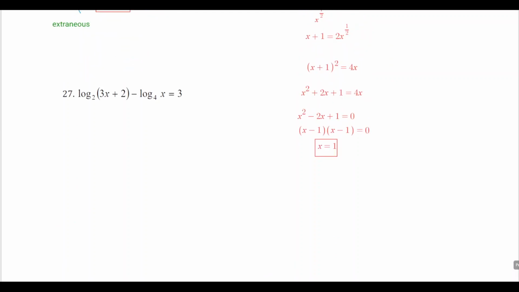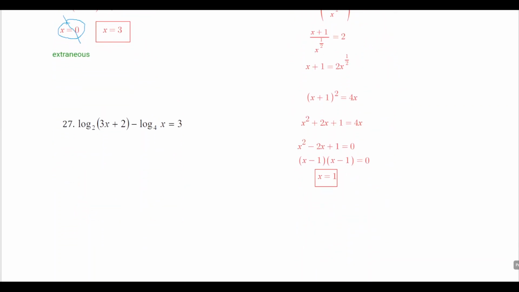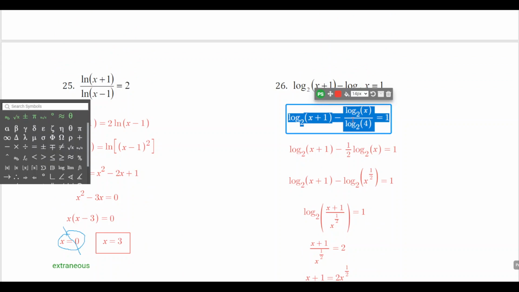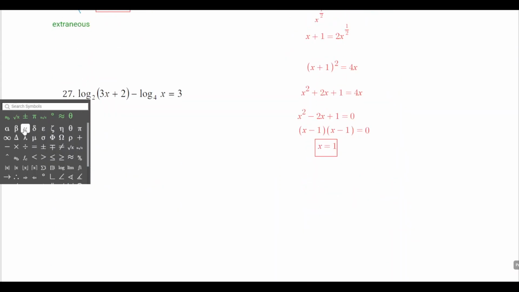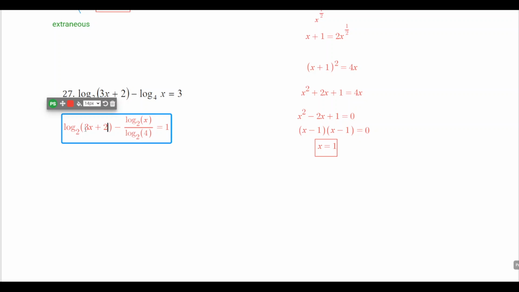All right, last problem for tonight's homework. We're going to do kind of the same thing here where we have to do a little change of base on this second logarithm. So I think what I'm going to do here is copy and paste what I got over here, because it's going to be basically the same first step. So we get log base 2 of 3x plus 2 minus log base 2 of x over log base 2 of 4 equals 3 this time. So I'm going to do the same little trick that I did on the last one.